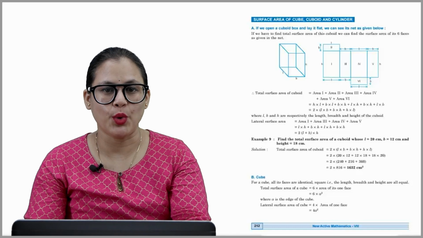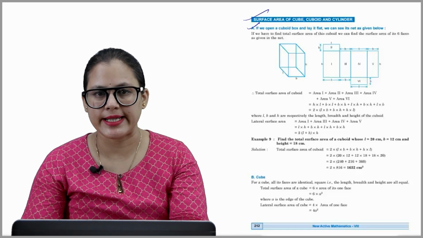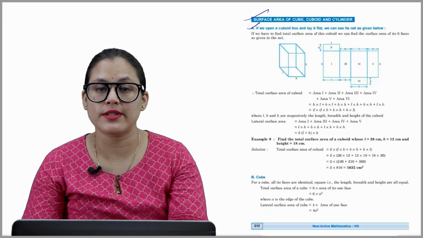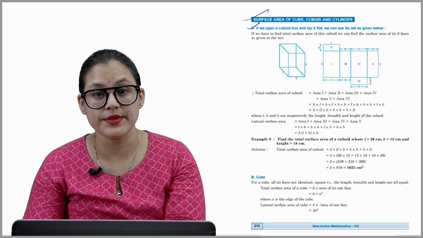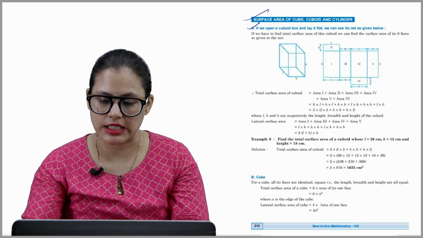Surface area of cube, cuboid and cylinder. A. If we open a cuboid box and lay it flat, we can see its net as given below. If we have to find the total surface area of this cuboid, we can find the surface area of its 6 faces as given in the net. See, this is the net of the cuboid.